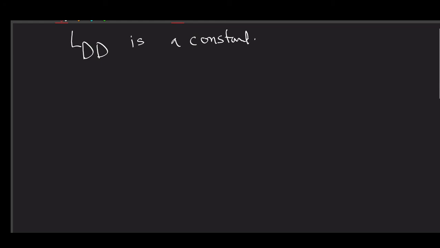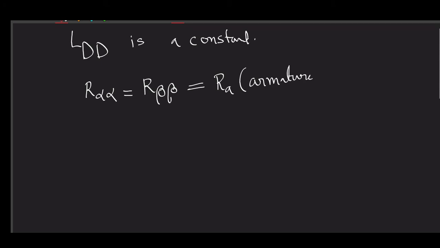And also we can consider R alpha alpha equal to R beta beta, and they may therefore be represented by RA, the armature resistance, and another component will be RDD, that is the field resistance.